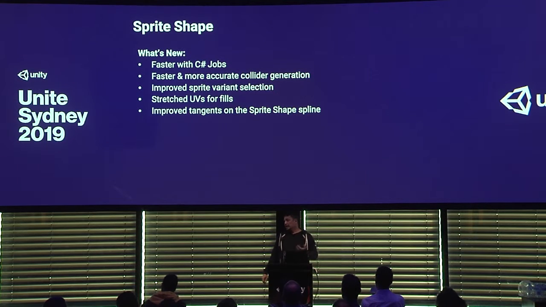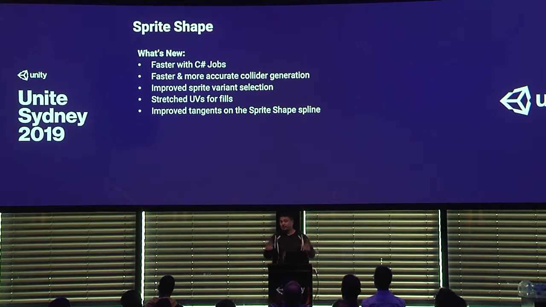So we've used C# jobs to get faster, more accurate collider generation, faster mesh generation as well. We've improved the sprite variant selection. So if any of you have used Sprite Shape, you'll know what I'm talking about. If you haven't, then you'll see it for the first time today. Fills have gotten stretch UVs, so you can do something a bit more interesting with them. And we've improved the tangents on the Sprite Shape spline.